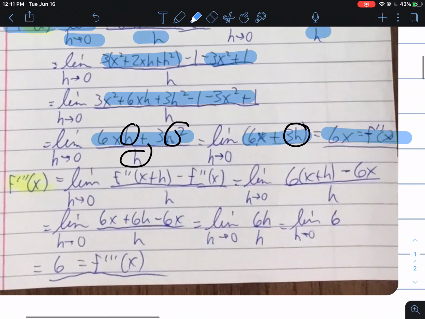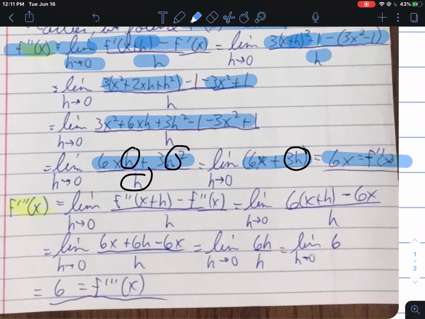So then if we want f triple prime, well, we'll take the limit as h approaches 0 of f double prime. So it's all just a matter of keeping track of which function you're working with. So here's f double prime of x plus h minus f double prime of x over h. So f double prime, which we just found to be 6x. So there's f double prime of x plus h, 6 times x plus h, minus f double prime over h. And a little bit of distribution, combining of like terms, I'm left with 6h over h, which leaves me with just 6.